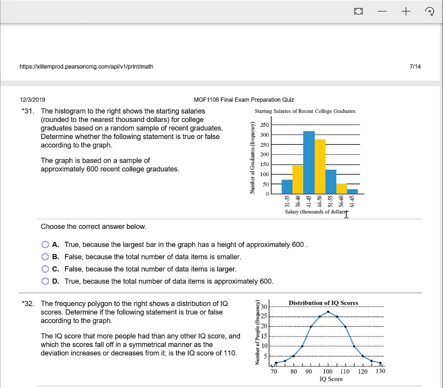So it's false because the total number of data items is actually larger, so the correct answer is C.